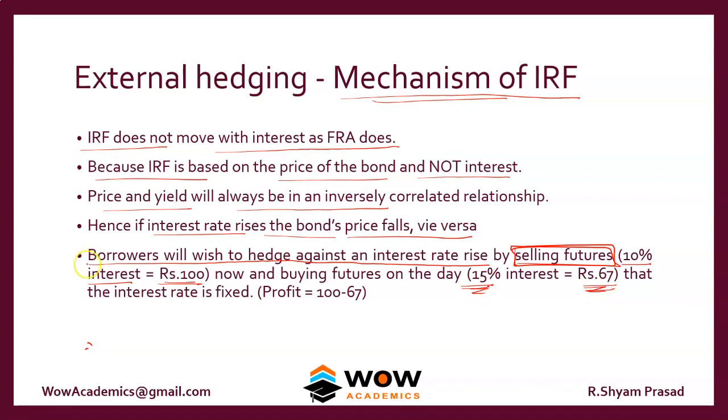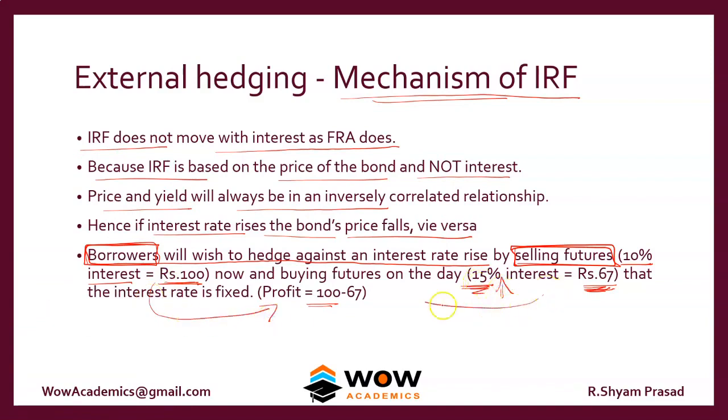So if the company wants to borrow, or if the company has already borrowed and they want to hedge their interest rate, that is, they are feeling that the interest rate will go up, then the company has to sell the futures. The reason is the current interest of 10% will give the market rate of 100, and if they feel the interest rate is going to go up to 15%, the price of the bond will fall. As the IRF is quoted in terms of the bond price, they have to go in for selling the futures.